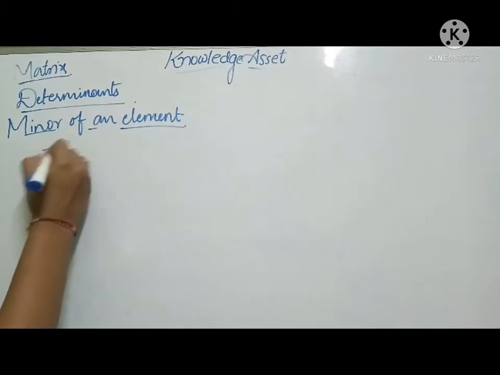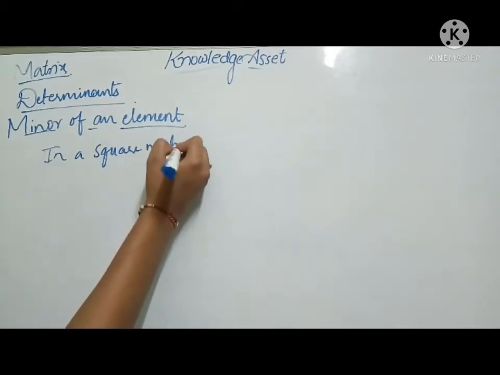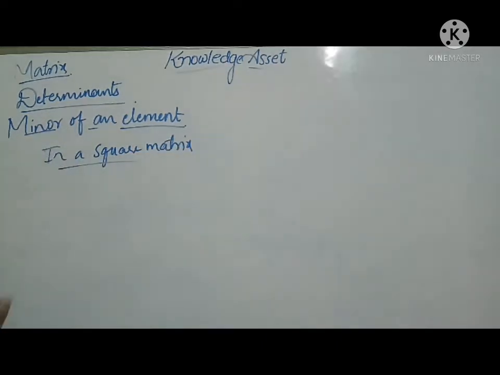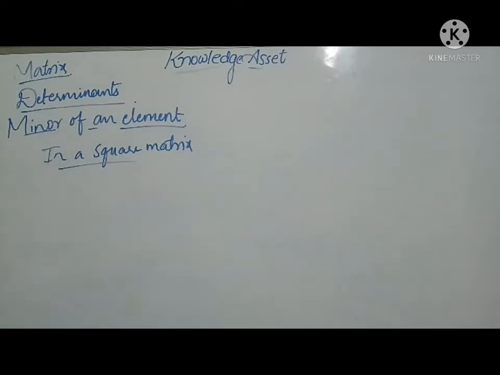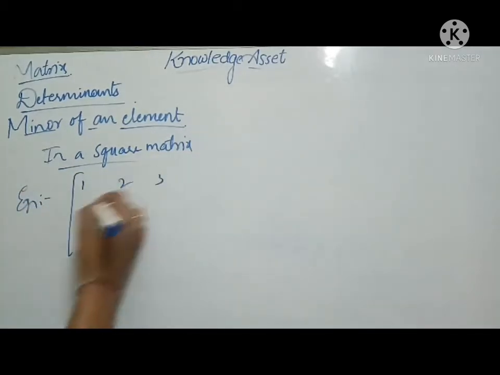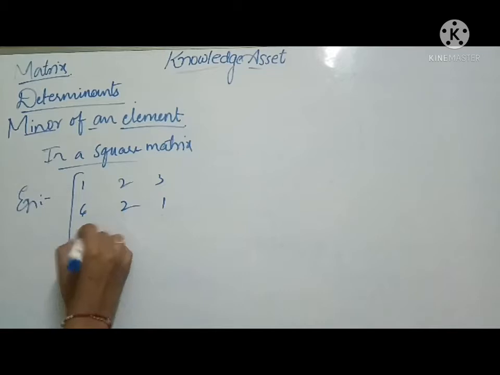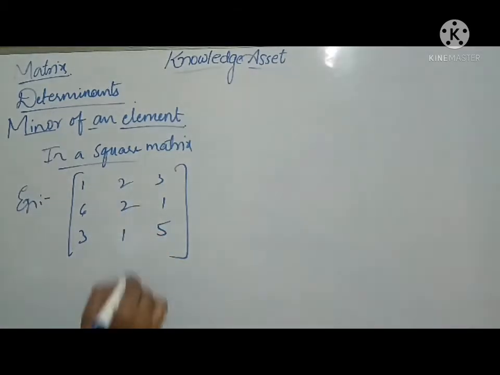In a square matrix, the minor of an element is determined by deleting the row and column of that particular element. For example, 1, 2, 3, 6, 2, 1, 3, 1, 5. This is a matrix. What is the minor of the element 2? I want the minor of this element 2.